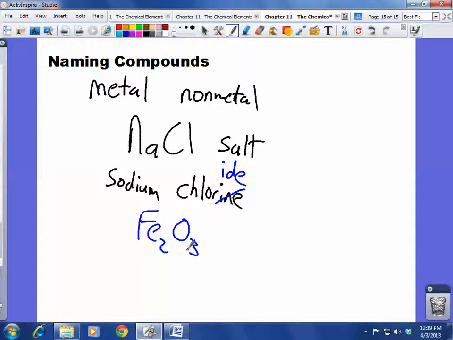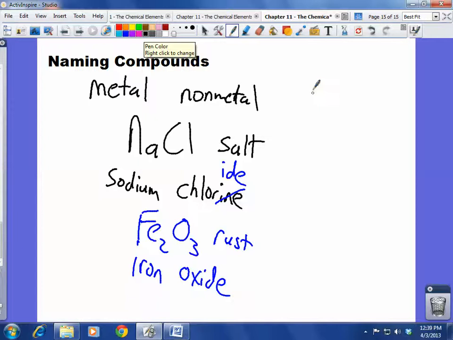Fe2O3, that's just rust, but its chemical name is iron oxide. It doesn't matter that we have 2 iron atoms and 3 oxygen atoms. It doesn't matter that iron is one of these transition metals. It's still a metal. So we have a metal with a nonmetal, so it's iron oxide. These rules hold true for metals and nonmetals. So any metal and nonmetal we have, right?